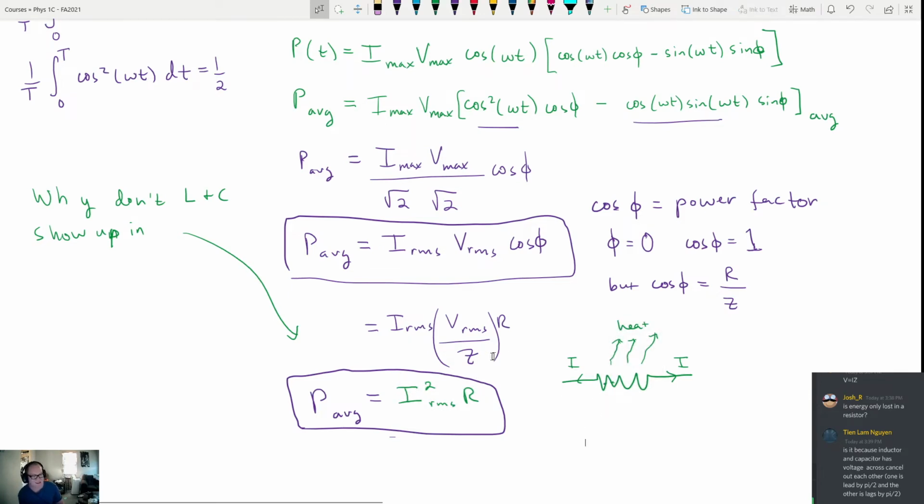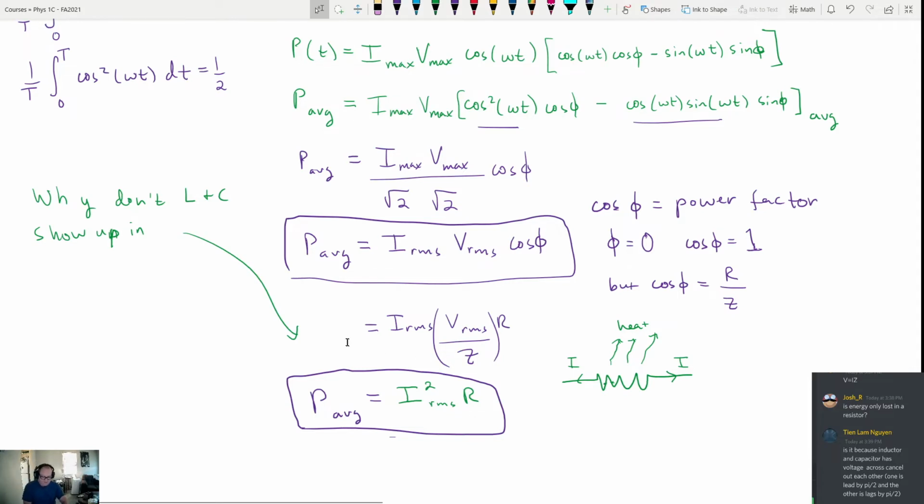Now, the reality is that we're still treating the inductor in this case as if it's a pure inductor, and that's kind of impossible. The reality is that the resistance represented here would have to represent the resistance of the entire circuit if this is going to be real.